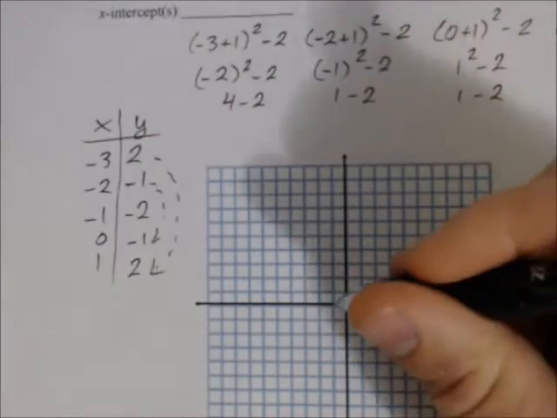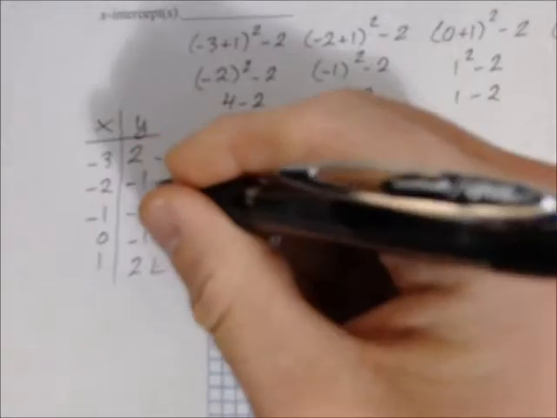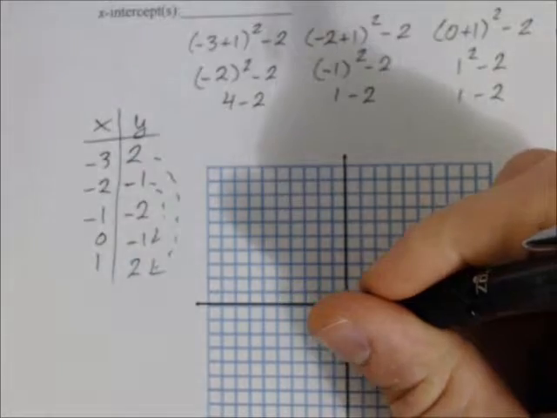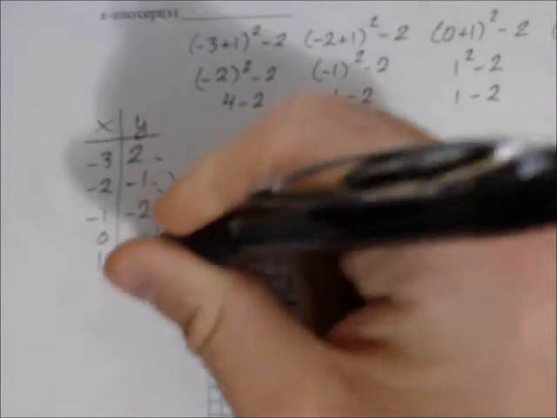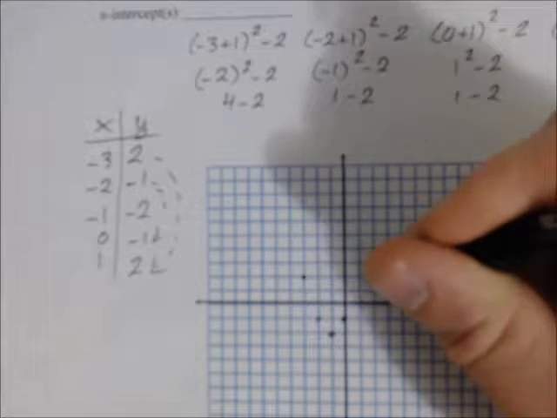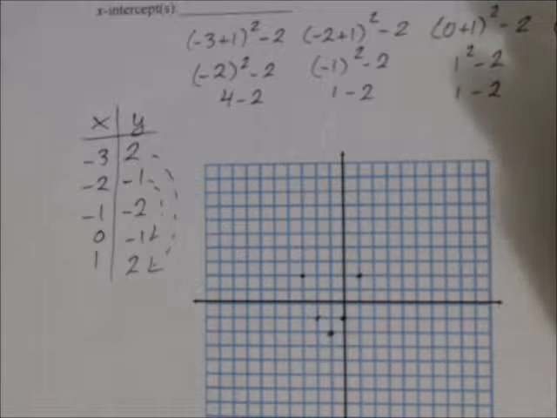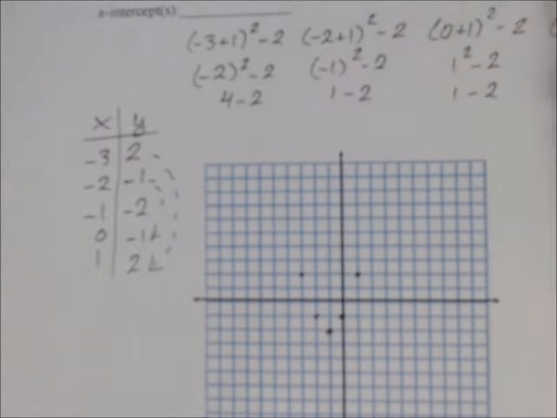I'm going to start by plotting the vertex, negative 1, negative 2. Then negative 2, negative 1. Negative 3, comma 2. 0, negative 1. And 1, comma 2. Now, like I told you guys yesterday, I was going to talk about the pattern in which we could find some of these points on a graph a little bit easier.